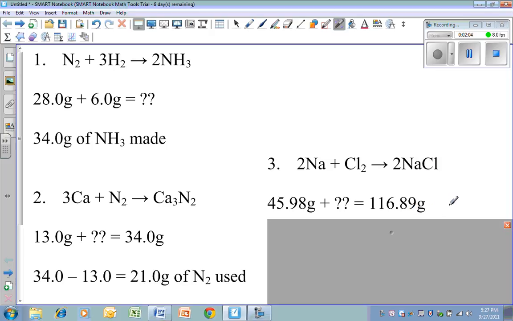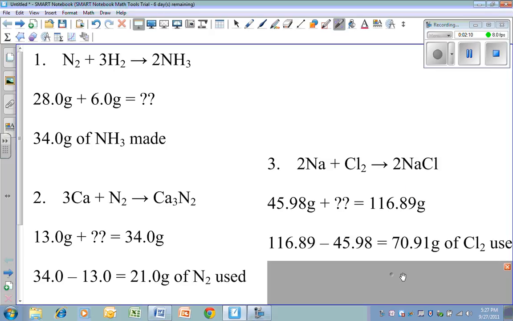So since the total mass on each side of the arrow has to be the same, it's the same simple setup: the 116.89 minus 45.98 tells me how many grams of chlorine had to be used. So those are straightforward, simple conservation of mass problems.